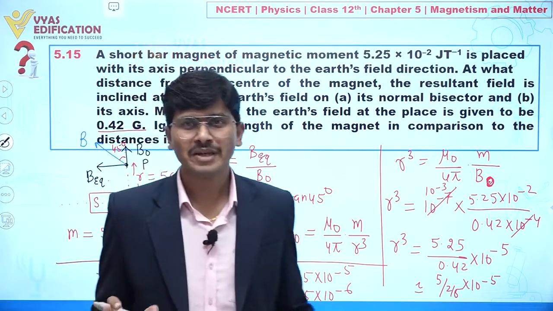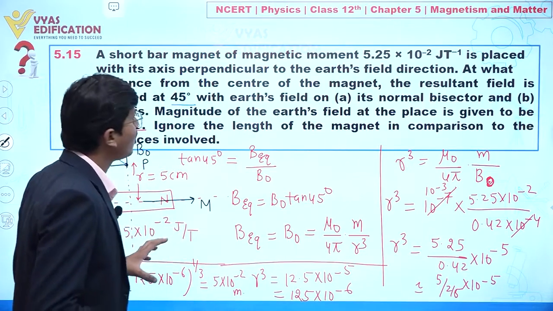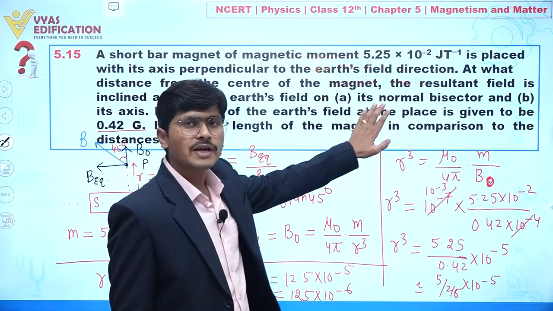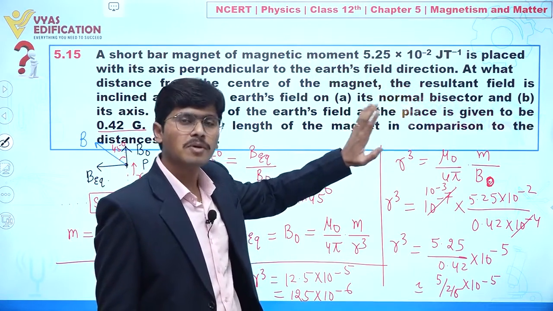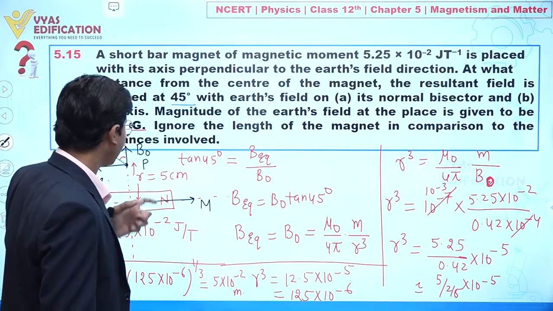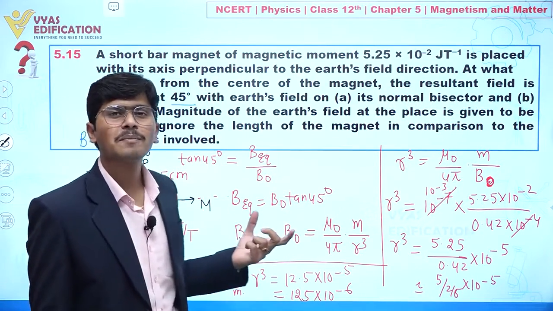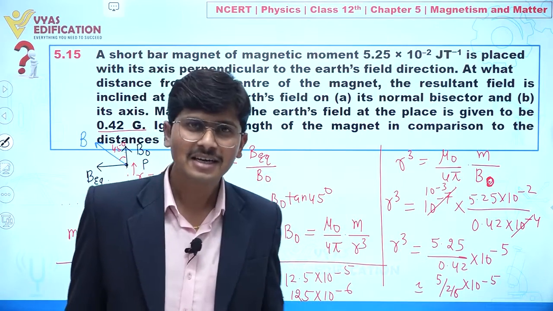Clear to everyone? Yes or no? So this is the answer of part number A. Whenever we are taking a point on its normal bisector, at that time we are getting the position, this is equal to approximately 5 centimeter. Clear?